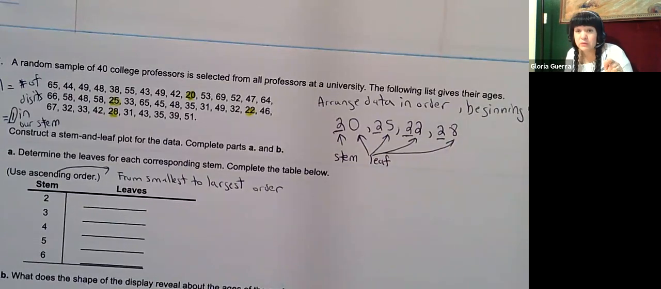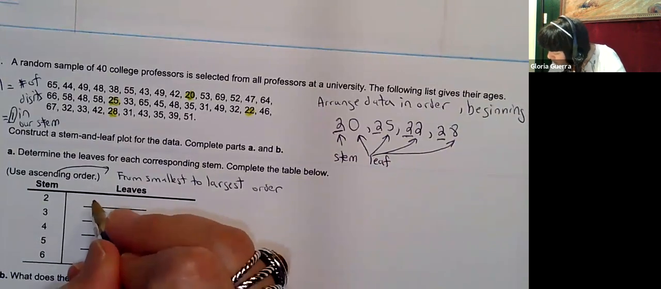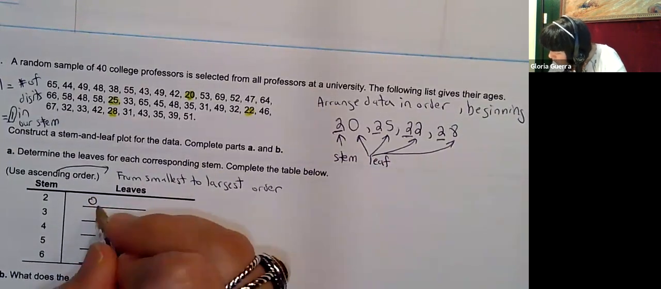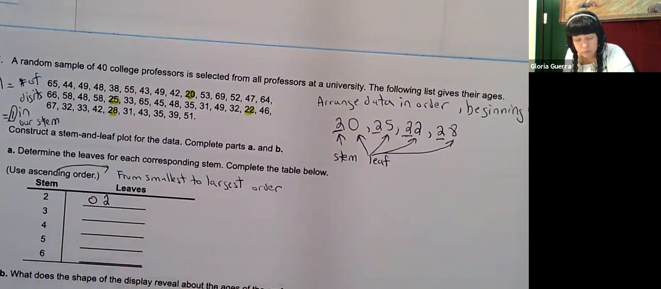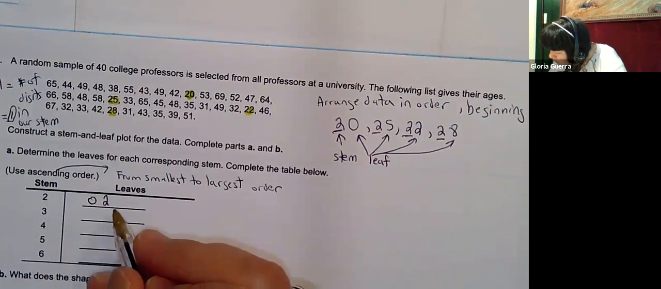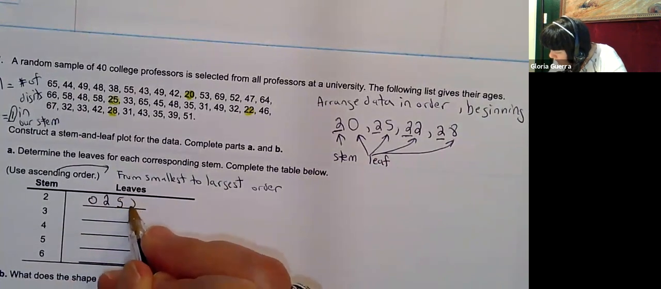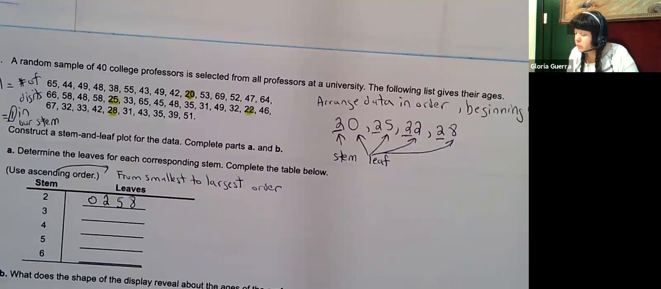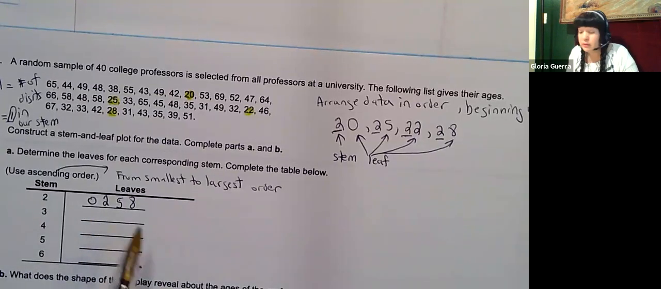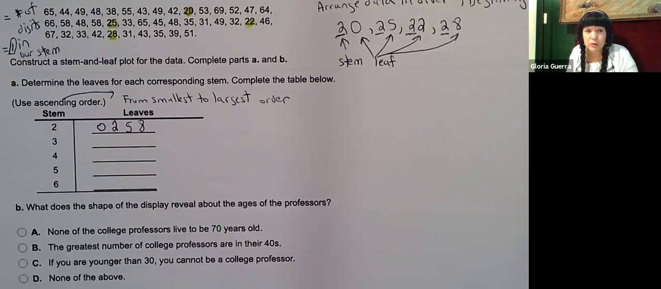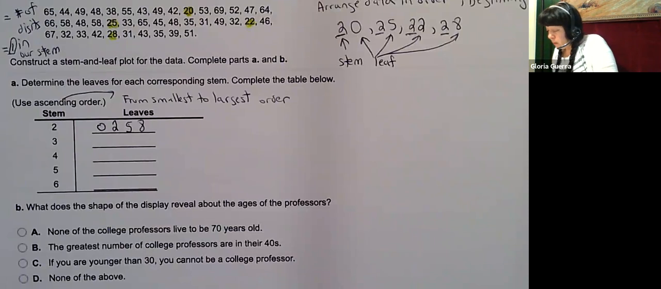And then we're going to put the leaves from smallest to largest. So we have 0, 2, 5, and then 8. No commas. When you do your homework, the computer doesn't have you put commas. We usually try to line them up. That way if you turn it to the side, you can look at the silhouette of the data and look for peaks and tail ends. Okay.